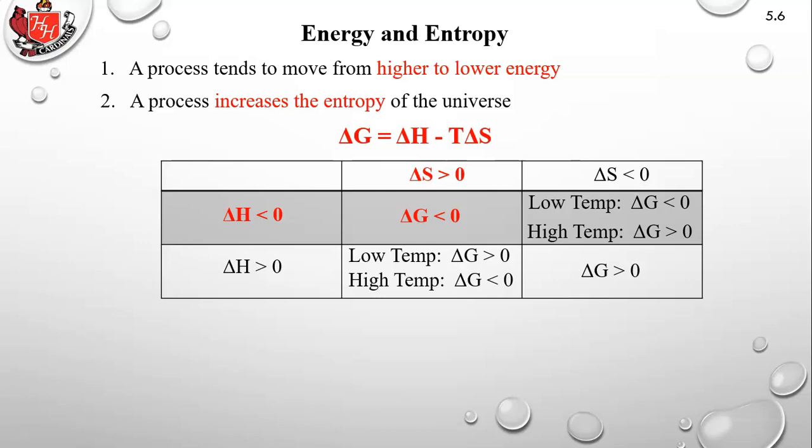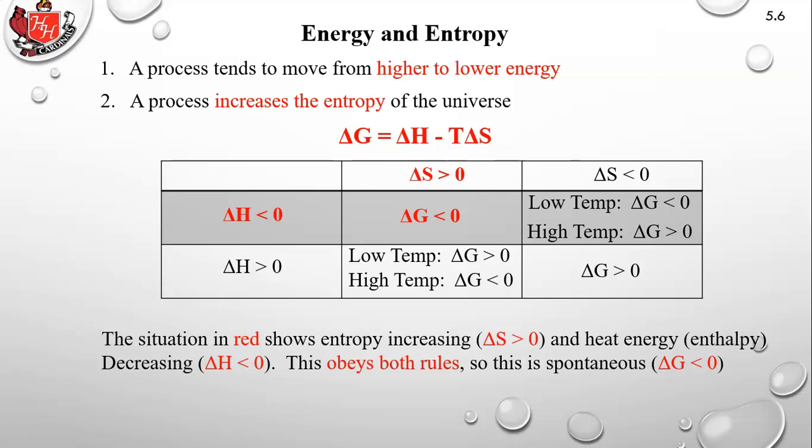So when both of those things happen, the delta G, the free energy, is going to be less than 0, and that means that the reaction is going to spontaneously move forward from left to right. So the situation in red shows entropy increasing, delta S, and heat energy, enthalpy, decreasing, delta H. This obeys both rules, so this is a spontaneous reaction. Delta G is less than 0.